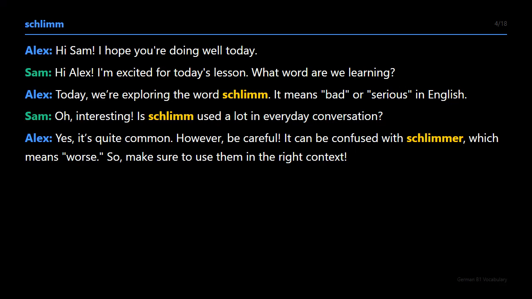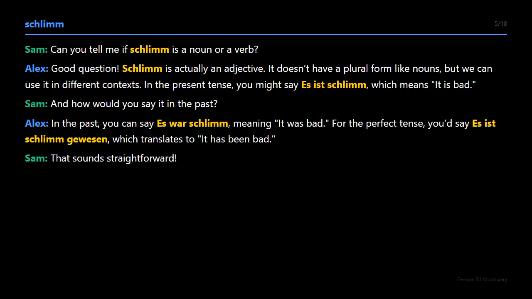Can you tell me if schlimm is a noun or a verb? Good question. Schlimm is actually an adjective. It doesn't have a plural form like nouns, but we can use it in different contexts. In the present tense, you might say, Es ist schlimm, which means it is bad.